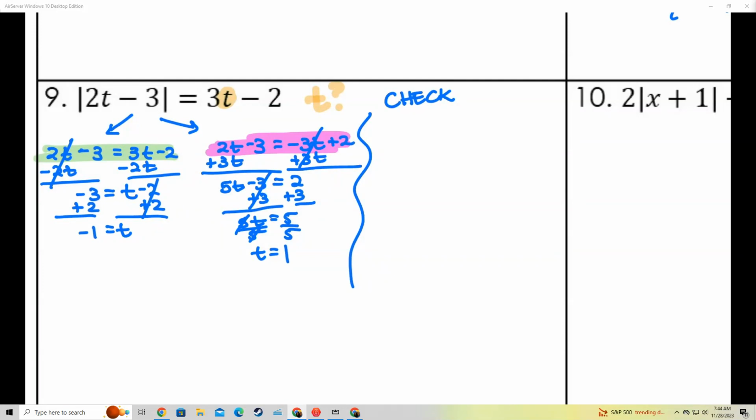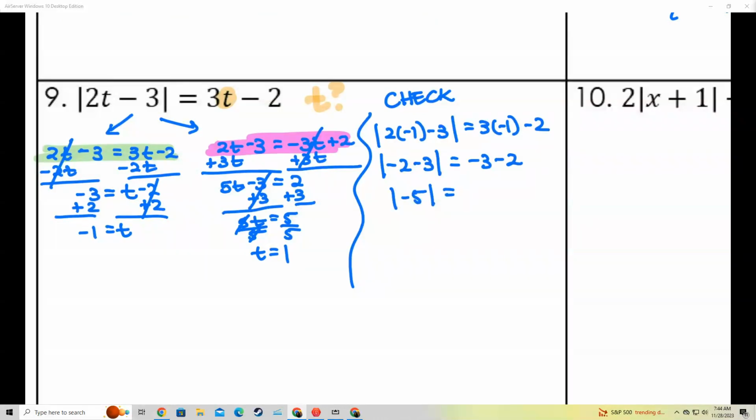The first one I'm going to check is the negative 1. So I'm going to write absolute value of 2 times negative 1 minus 3. Is that equal to 3 times negative 1 minus 2? Absolute value of negative 2 minus 3 is equal to negative 3 minus 2. Negative 2 minus 3, that's going to give me the absolute value of negative 5. Negative 3 minus 2 is negative 5. Is the absolute value of negative 5 negative 5? The answer is no. This does not work.